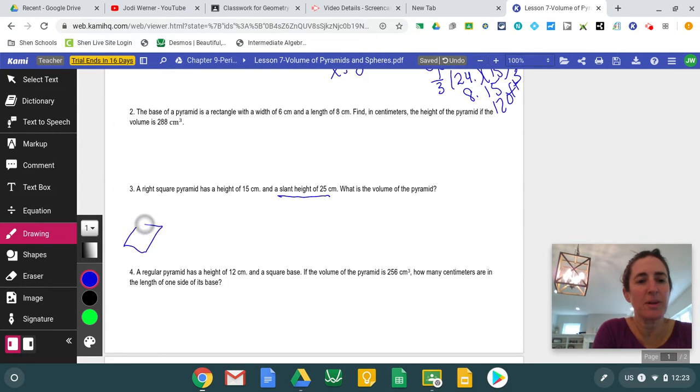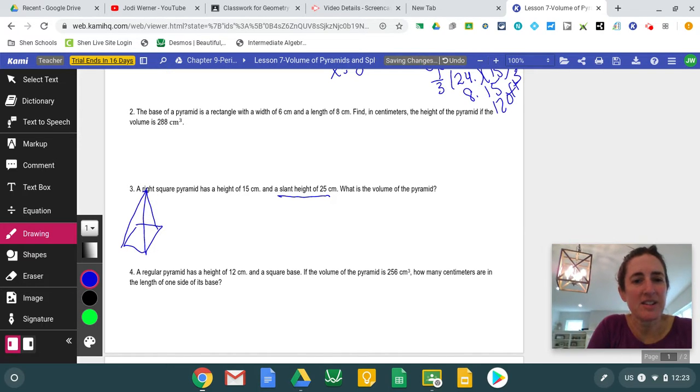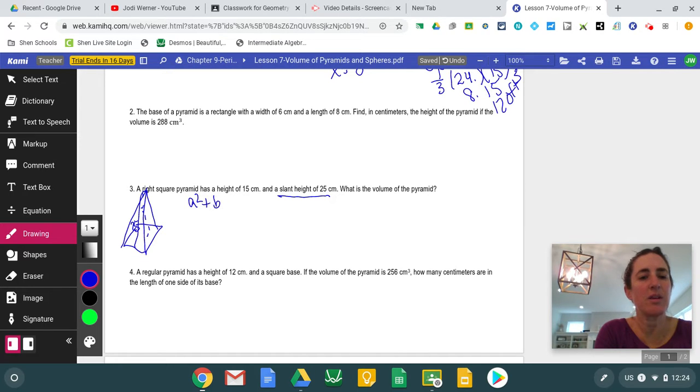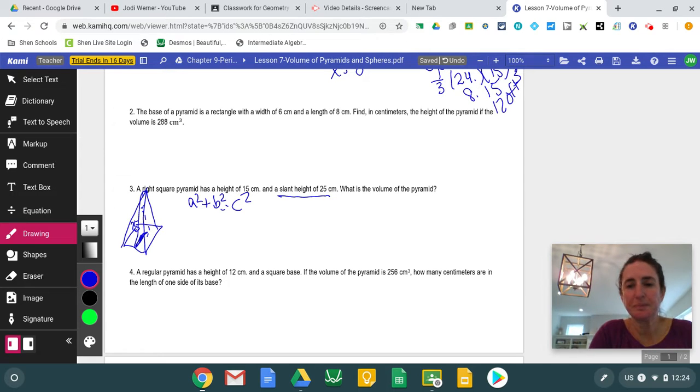Okay, let me try to draw a picture. Oh boy, that's not looking too good. But anyway, there it is. And it's a right square pyramid, has a height of 15. So the actual height is 15 on the inside, so that means that height on the face there is 25. I've got to use some Pythagorean theorem again to figure out what the actual distance is from the height, which is in the center, on out.